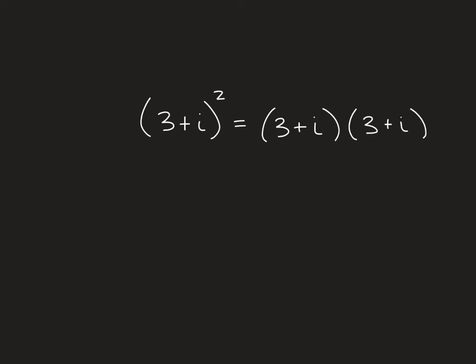One last note, if you're asked to square something like this, that really means multiply by itself, 3 plus i times 3 plus i, and then you just use the same procedure that we did in the previous two examples. All right, that is multiplying complex numbers. The biggest thing is you have to remember that i squared is -1 and is actually a real number.